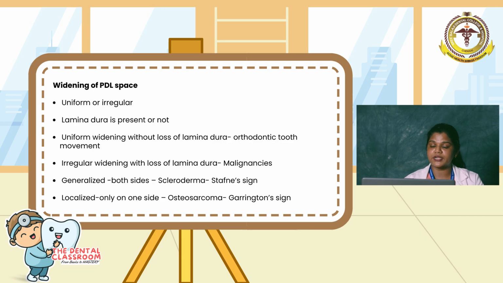The next one is the widening of periodontal ligament space. It can be uniform or irregular, and lamina dura may be present or absent. Sometimes it is uniform widening without loss of lamina dura, which is seen in orthodontic tooth movement. And irregular widening with loss of lamina dura is seen in malignancies. Sometimes the widening of the periodontal space is generalized on both sides. This is typically seen in scleroderma and it is referred to as Stafne's sign, and when it is localized only on one side, it is seen in osteosarcoma, which is known as the characteristic Garrington sign.